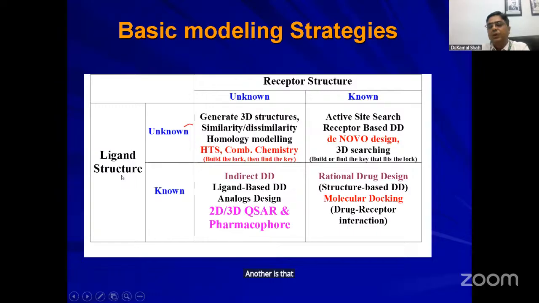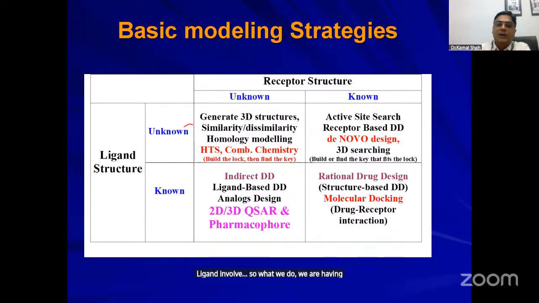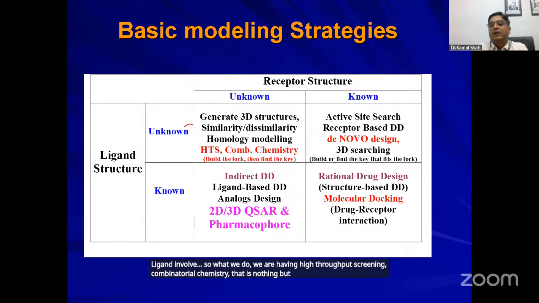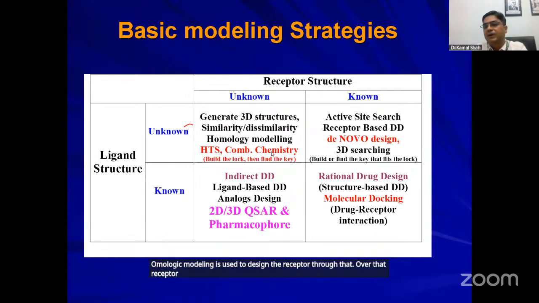Another case is if we don't know the ligand as well as the receptor. We have to develop a drug, but we don't know what receptor is involved and what ligand is involved. So what we do is high throughput screening and combinatorial chemistry. That is a way by which we use blind screening of the drugs over the targets. And here we use homology modeling. Homology modeling is used to design the receptor. Over that receptor, the active site is designed, and the drug is going to dock over that. Finally, we try to conclude whether the drug is active or not.